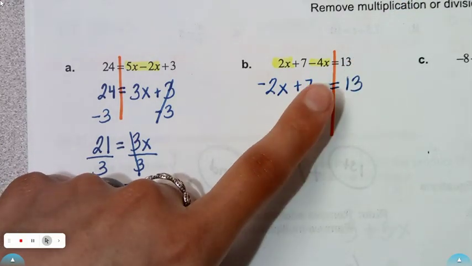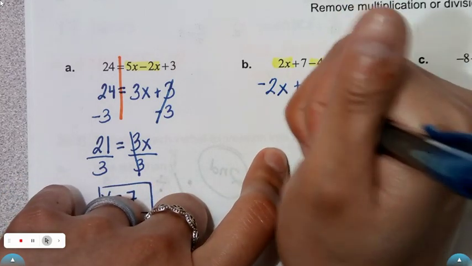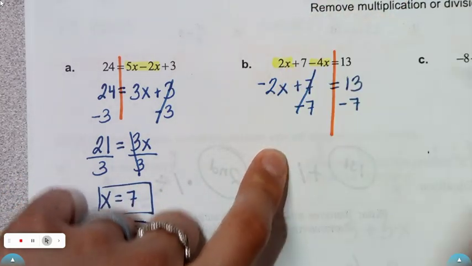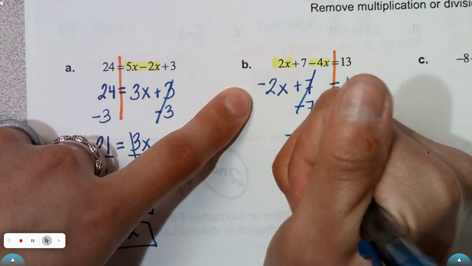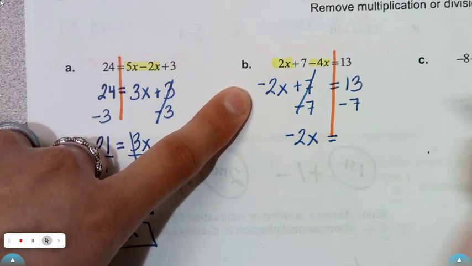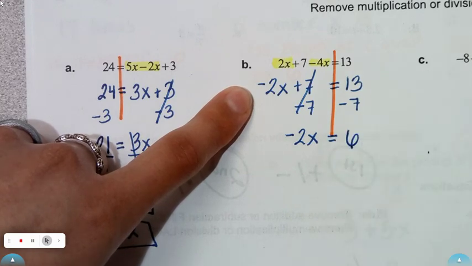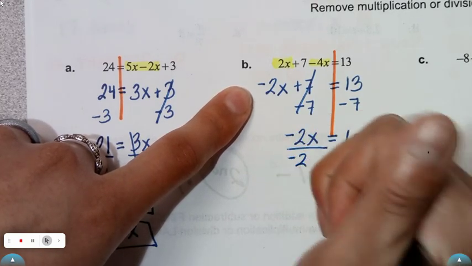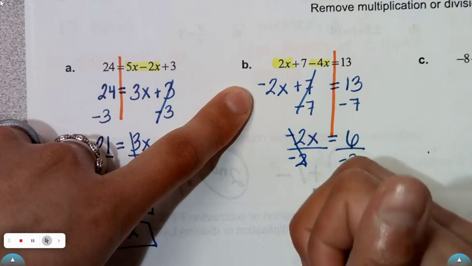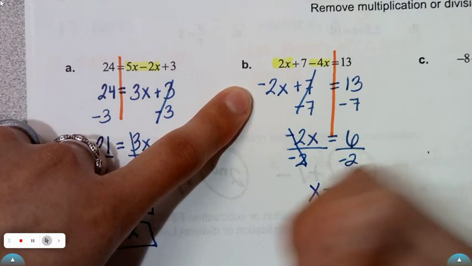I'm going to subtract the 7 from both sides, right? That's the opposite. I'm left with negative 2x equals 13 minus 7 is 6. Divide by negative 2. X equals negative 3.